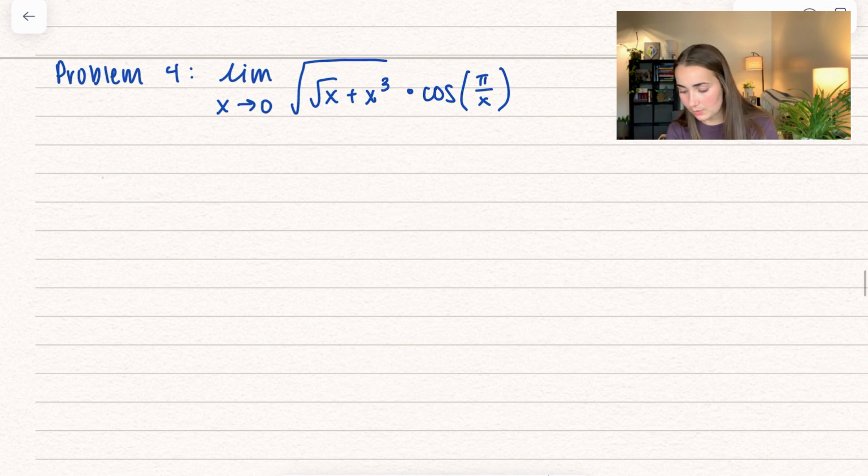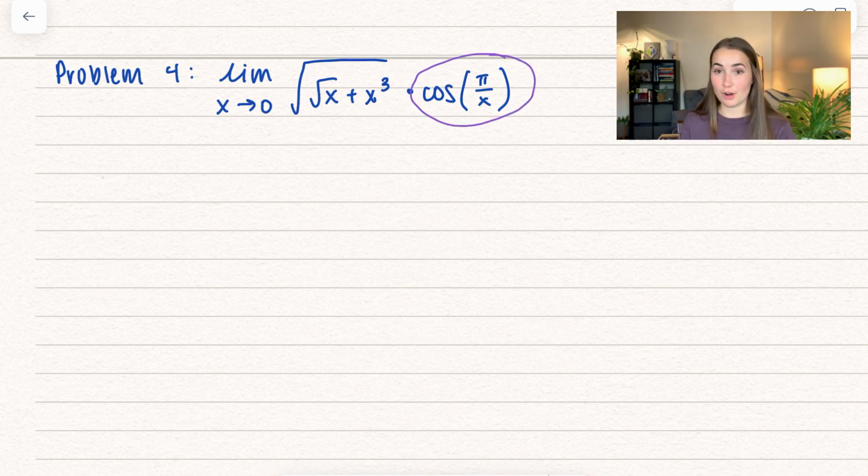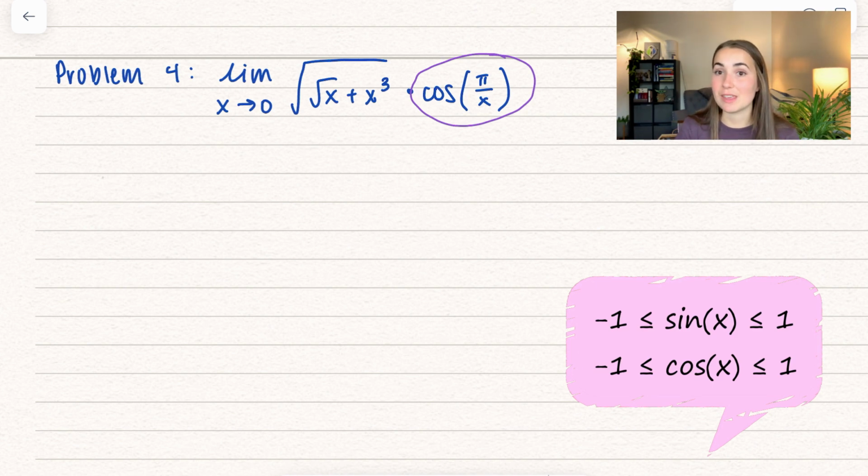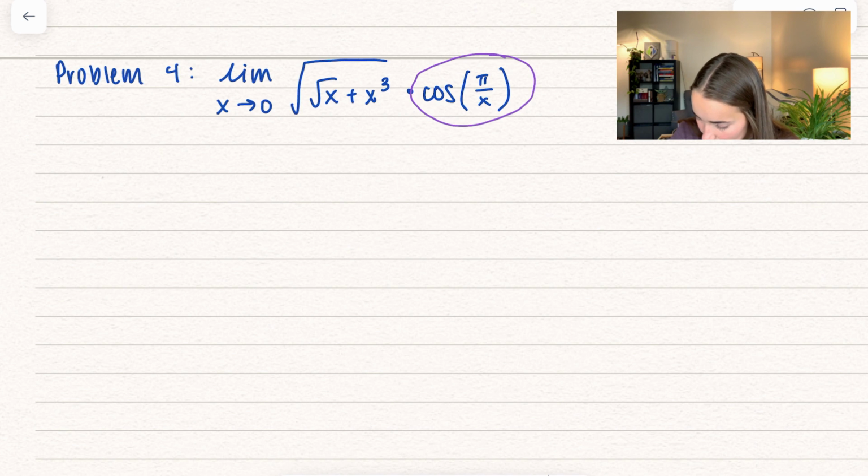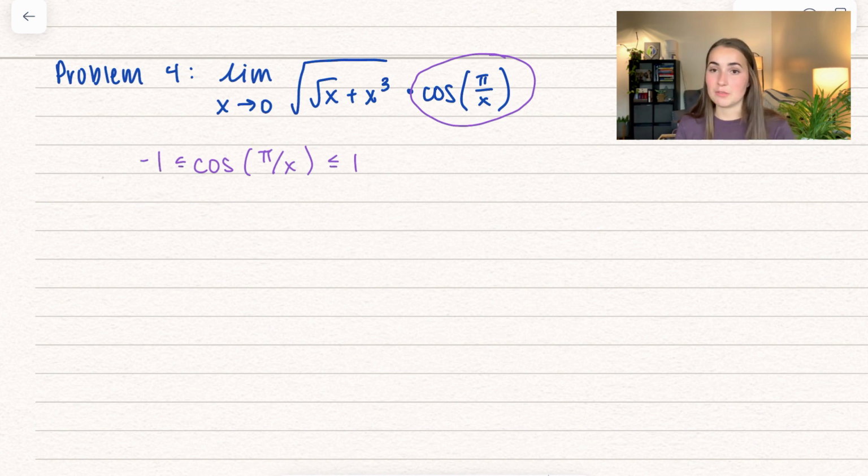Here for problem 4, we have the limit as x approaches 0 of that whole nonsense. One trick I always suggest we look at is whatever our trig is, because we can always bound our trig functions. Cosine, no matter what's inside the cosine, so in this case we have pi over x, doesn't matter what's in there, cosine of that is always going to be between positive 1 and negative 1. If we think of the graph, it's always hitting those two values but not going above or below it.